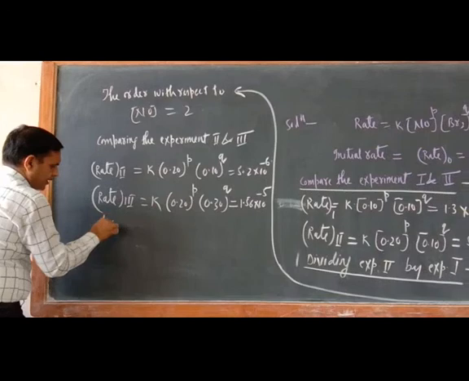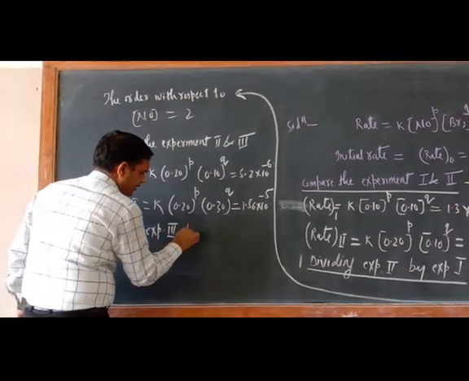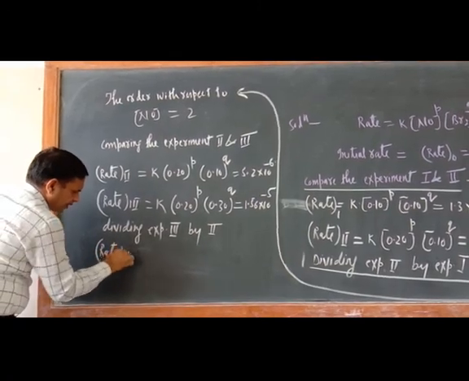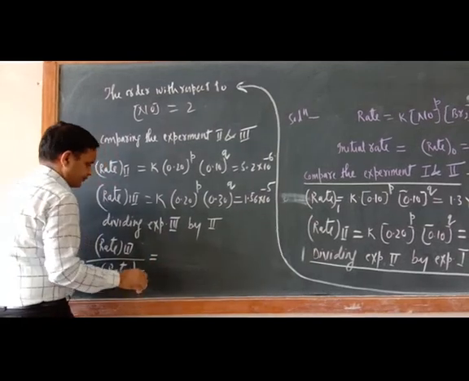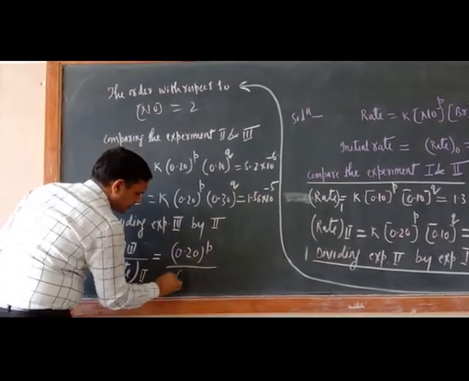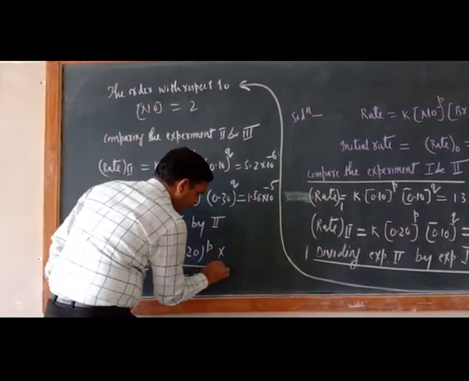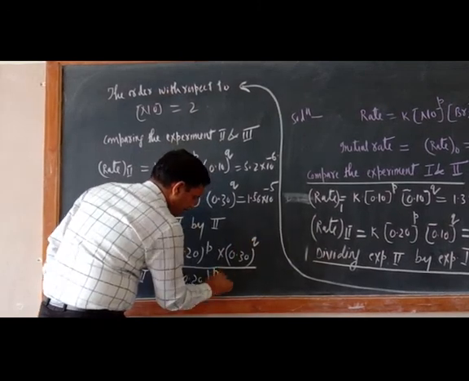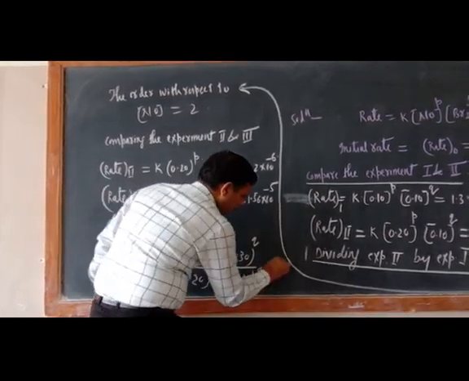So dividing experiment third by second. So rate, 0.20 here P divided by 0.20 P. Here also K, here also K. Now into 0.30 cube, here also 0.10 cube, that is equal to 1.